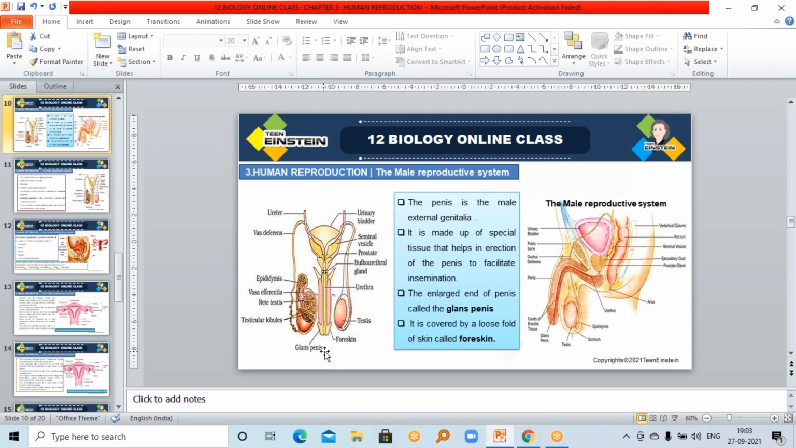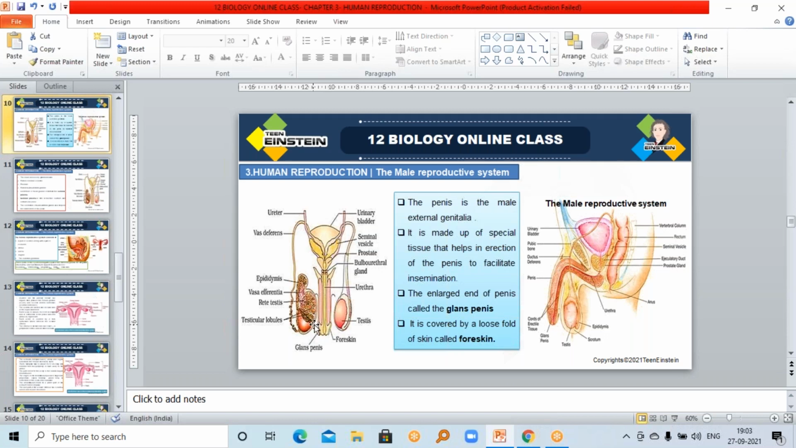Okay, the penis is the male genitalia or male copulatory organ. Which is the male copulatory organ? The penis. At the tip of the glans penis, you can see a slit-like opening. It is called the urinogenital aperture, a slit-like structure.